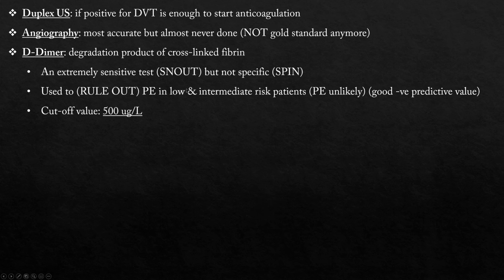Also, if you calculate the probability as low, intermediate, or high risk, and it's low or intermediate risk, we can also use the D-dimer to rule out, and not to rule in, a PE. It has good negative predictive value in patients with a low probability of being a PE. Why is that? Because this test is highly sensitive. We know the mnemonic SnNout: a sensitive test rules out disease, but it's not specific. SpPin: the specific tests rule in. Now, this is not specific, and it's extremely sensitive.